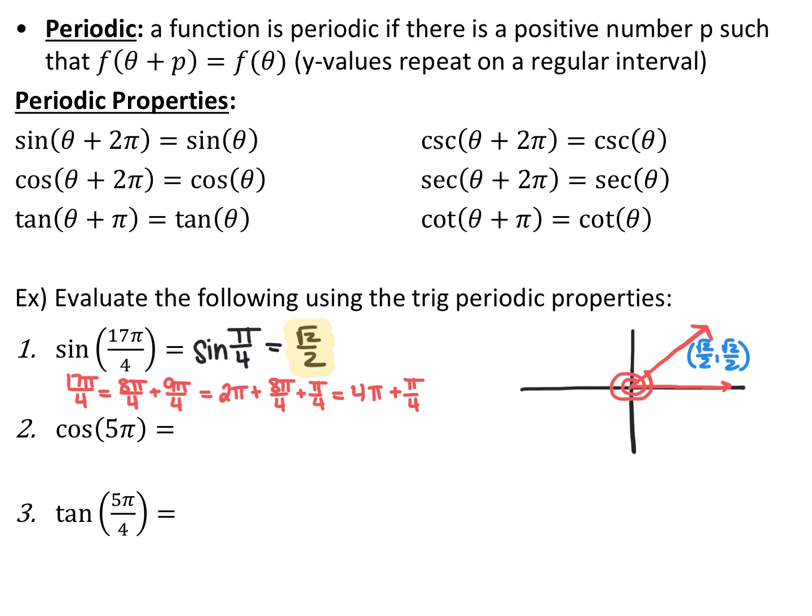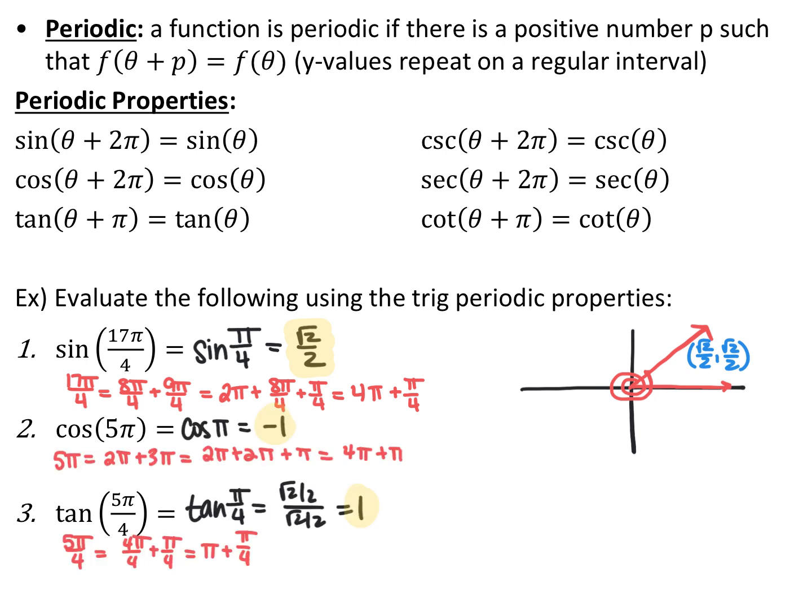So go ahead and pause the video and try the cosine of 5 pi and the tangent of 5 pi over 4. So for cosine of 5 pi, I noticed that it's bigger than 2 pi, so I took a 2 pi out and I was left with 3 pi, so it went all the way around the circle once. And then I noticed that 3 pi is still bigger than 2 pi, so I took another 2 pi out, so it went all the way around the circle twice, and then I was left with pi. So it went all the way around the circle twice and ended at pi, so the cosine of 5 pi is equivalent to the cosine of pi, which is -1.